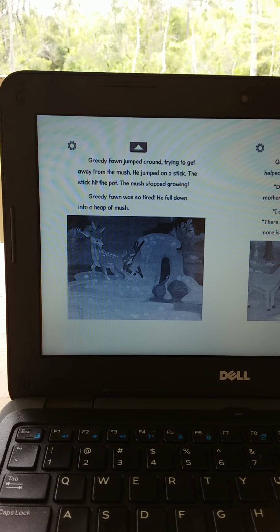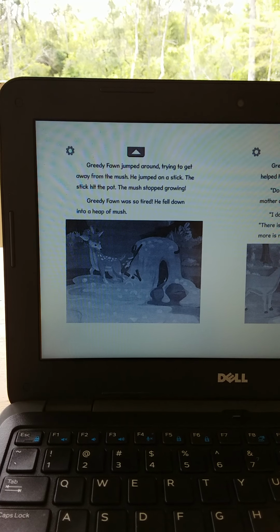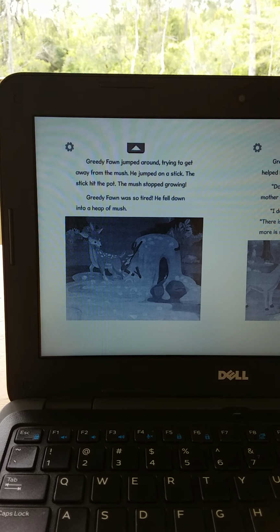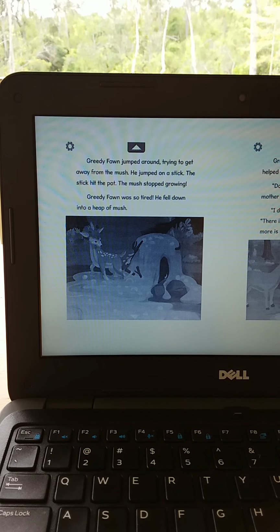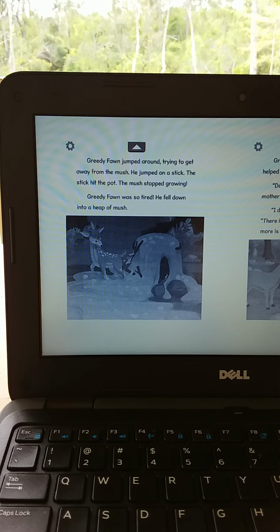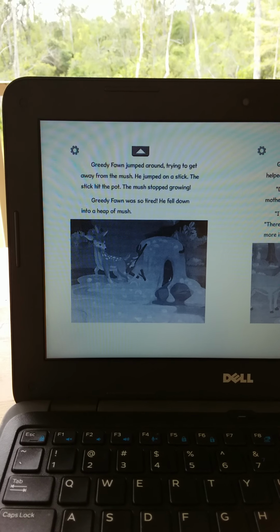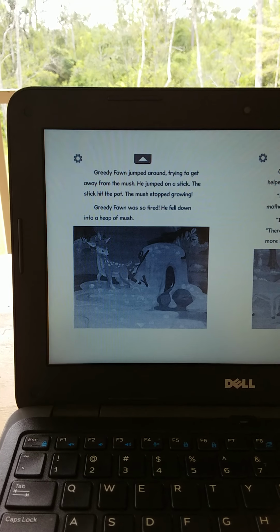Greedy Fawn jumped around, trying to get away from the mush. He jumped on a stick. The stick hit the pot. The mush stopped growing. Greedy Fawn was so tired. He fell down into the heap of mush. Oh no.